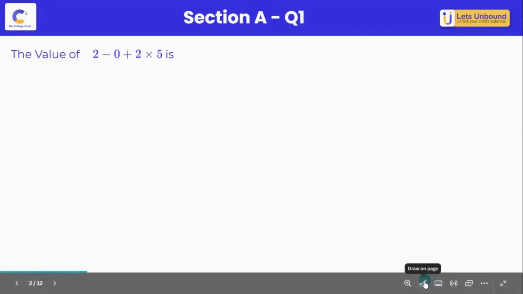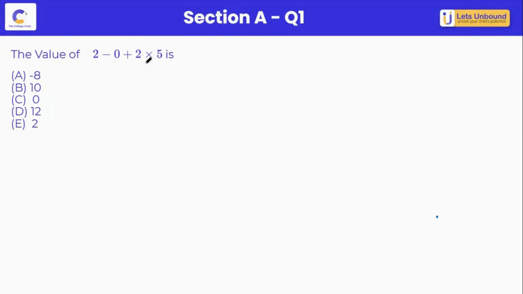The value of this expression. So whenever you see this, you will get PEMDAS in your mind, right? So first you multiply 10 by 2 minus 0, it's 2. Then it's connected with addition, 12. That's it, right? So it's option D. I think it's just 20 seconds or 15 seconds we can do it, right? Super simple.